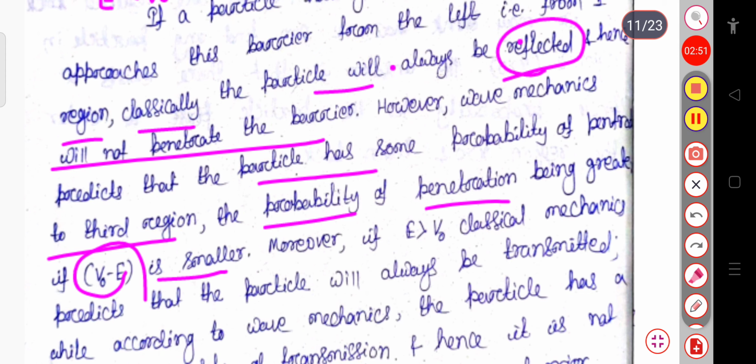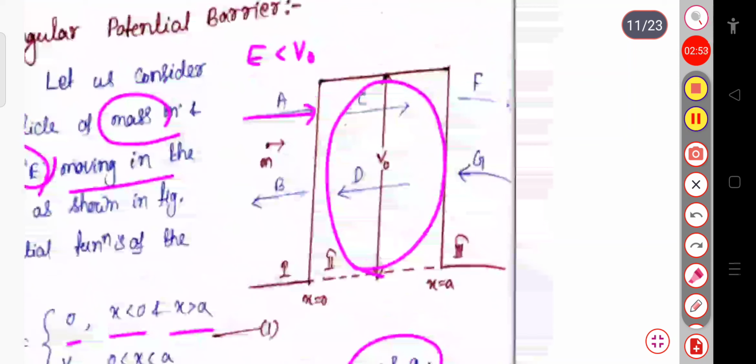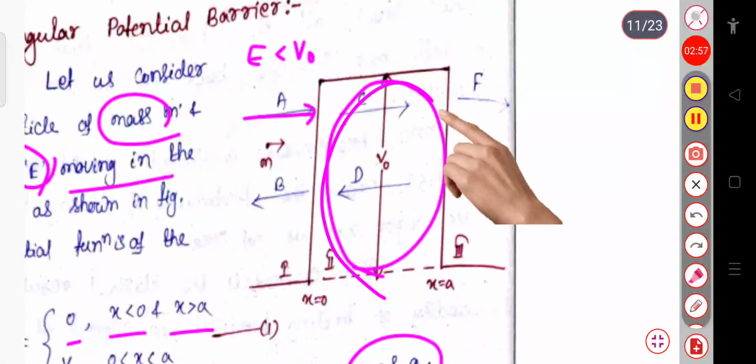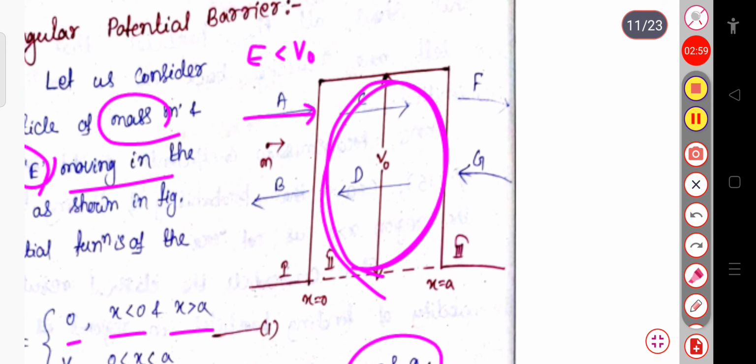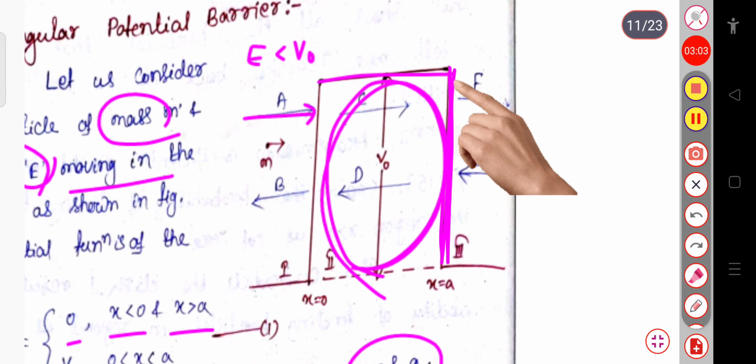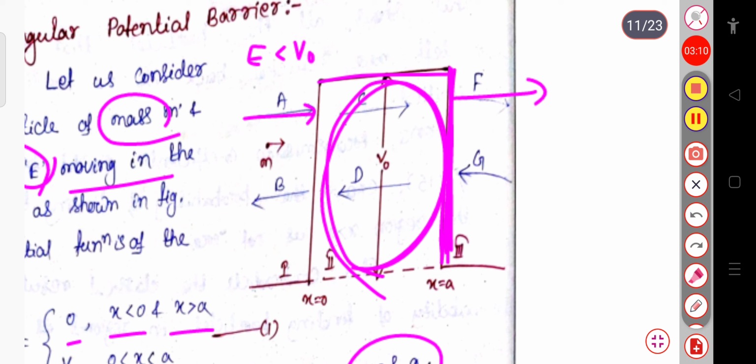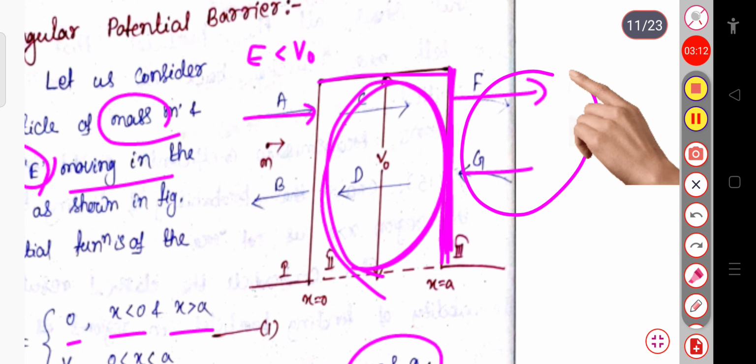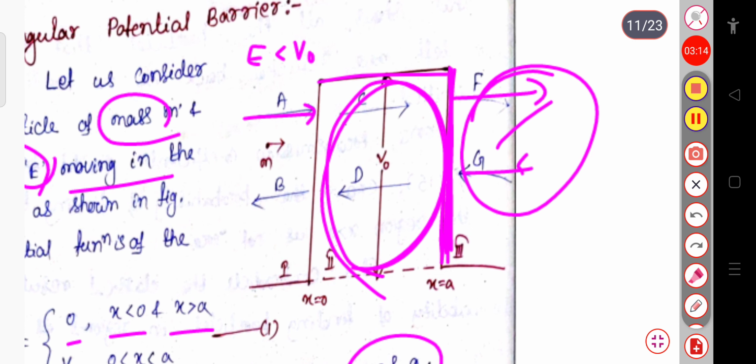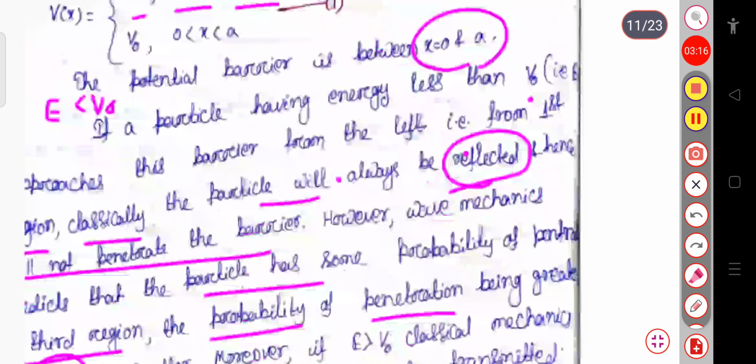Now you can also see this in the third region. In the second region you will find the particle. But in this rectangular potential, the barrier is also present at x equal to a, and you will find particles in the third region also. We are going to prove that.